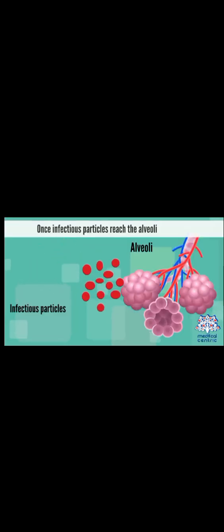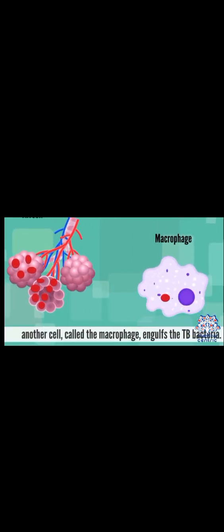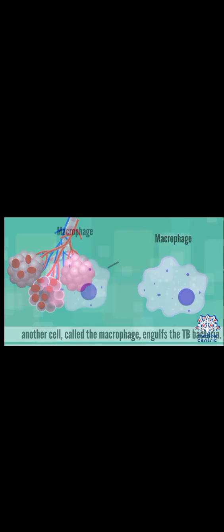What are the causes of tuberculosis? All cases of TB are passed from person to person via droplets. When someone with TB infection coughs, sneezes, or talks, tiny droplets of saliva or mucus are expelled into the air, which can be inhaled by another person. Once infectious particles reach the alveoli, the small sac-like structures in the air spaces in the lungs, another cell called the macrophage engulfs the TB bacteria.